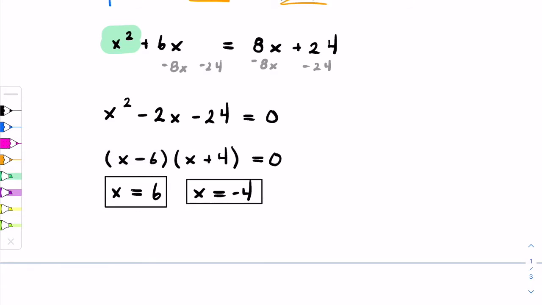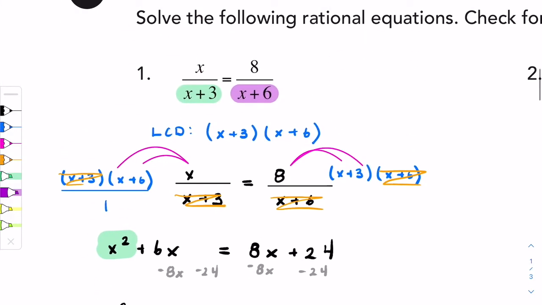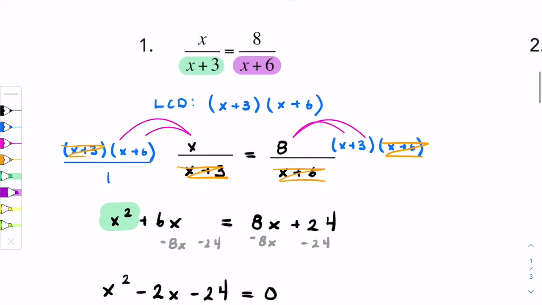Before we can say these are the final answers, we need to check and make sure that we don't have any extraneous solutions. In order to do that, you need to look at each solution and substitute it back into the original denominators. If either denominator simplifies to 0, then you would have to eliminate that solution.